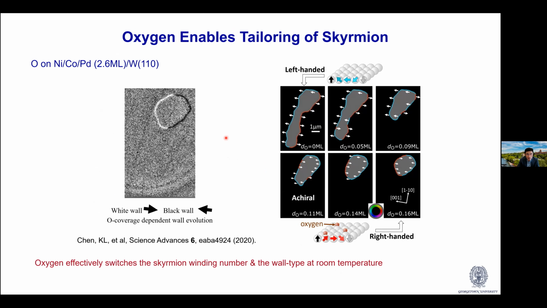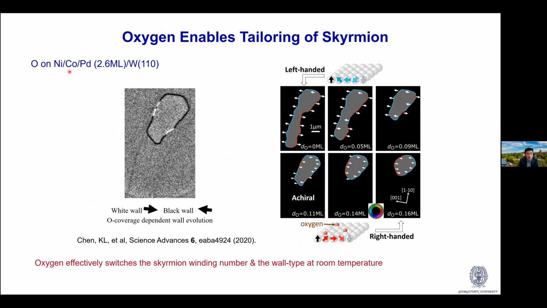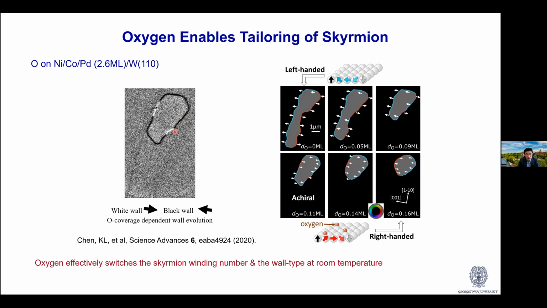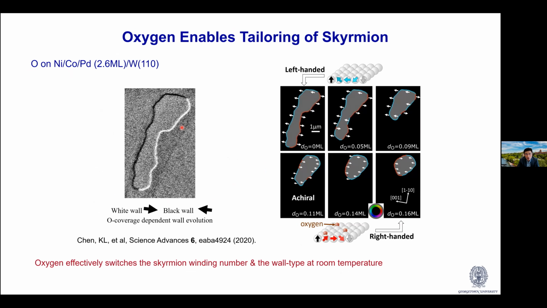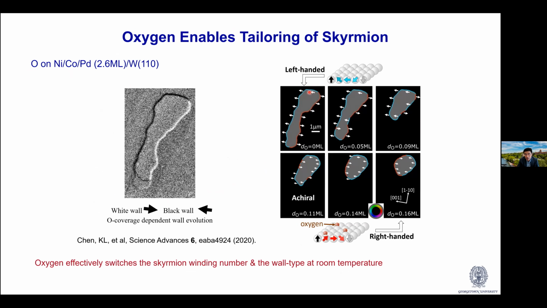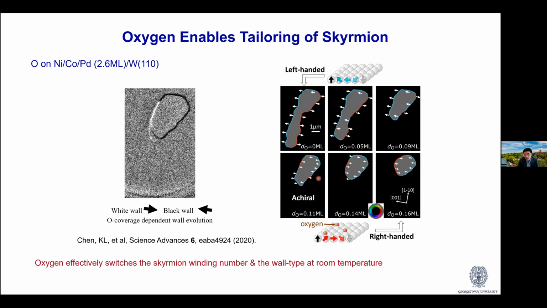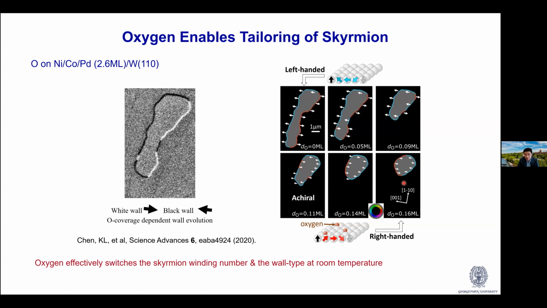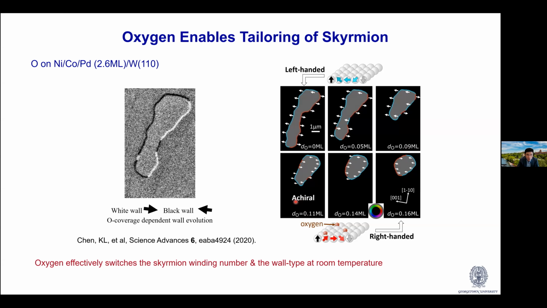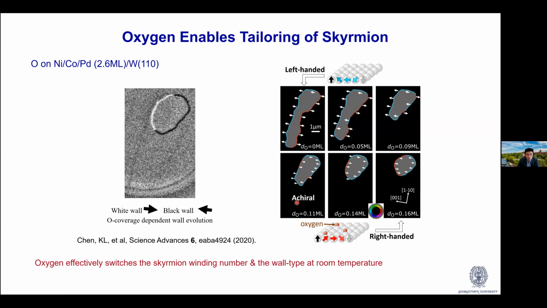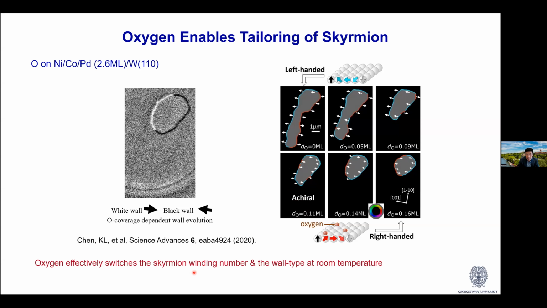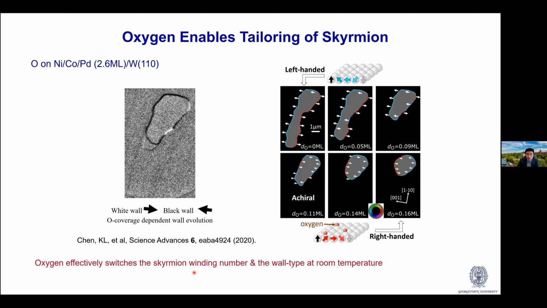And here is an example, again, of oxygen on this platform. We can see by introducing oxygen, the chiral nature of this bubble domain changes. It starts out from a left-handed chiral Néel wall and eventually converts to a right-handed skyrmion, going through an achiral state at the intermediate coverage. So this oxygen chemisorption allows us to change the topological character of the skyrmion bubble. So this is the oxygen case.